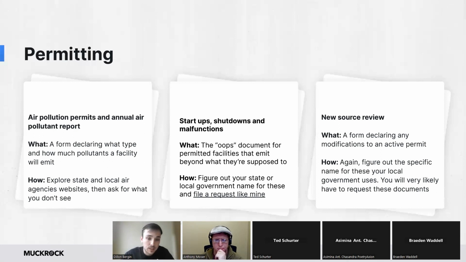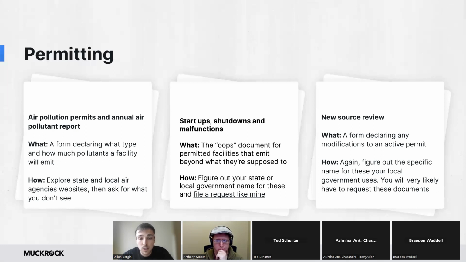So where would you find this type of document? They have different names. I've seen them in different names in different places. So the first thing would be to figure out what your state or local government calls this type of document and file a request. Like mine, you can follow that link. That's a request that I filed in MuckRock. You can clone it and file it elsewhere. I think that one I'm still waiting for a response back, and I had filed it probably several months ago. So that's something I'll have to follow up on.